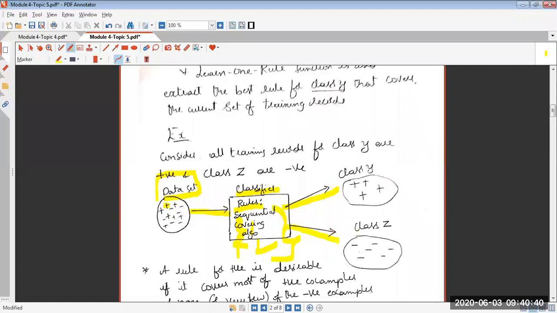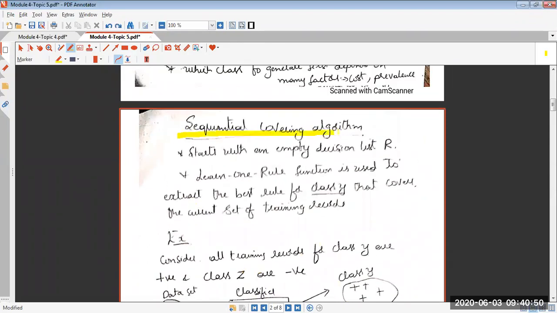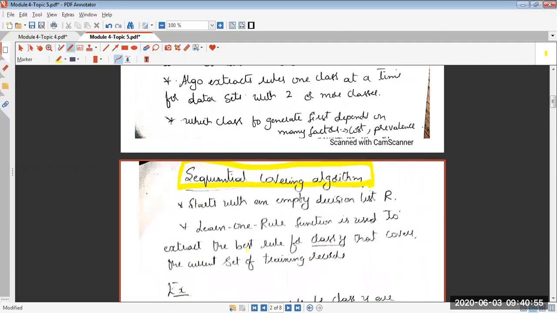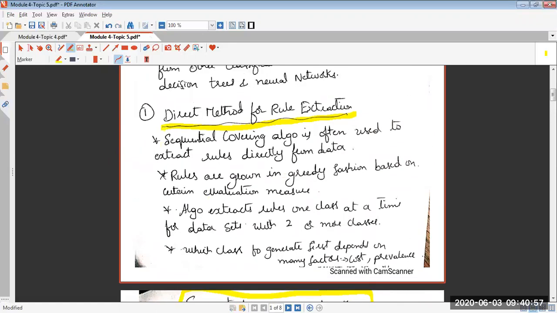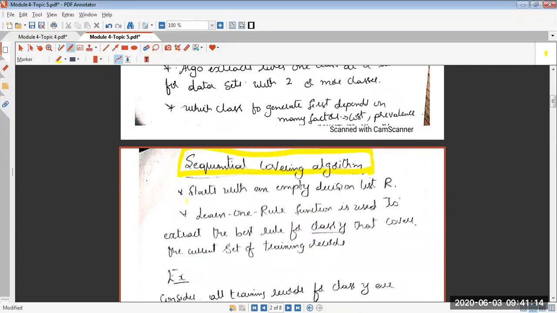Now we have many algorithms, many methods, many mechanisms to do this. As part of your syllabus, you have the sequential covering algorithm. Sequential covering algorithm is a direct method. You can see here, we are under the first section, direct method for rule extraction. Many algorithms are there, and your syllabus is focusing on this algorithm, the sequential covering algorithm.